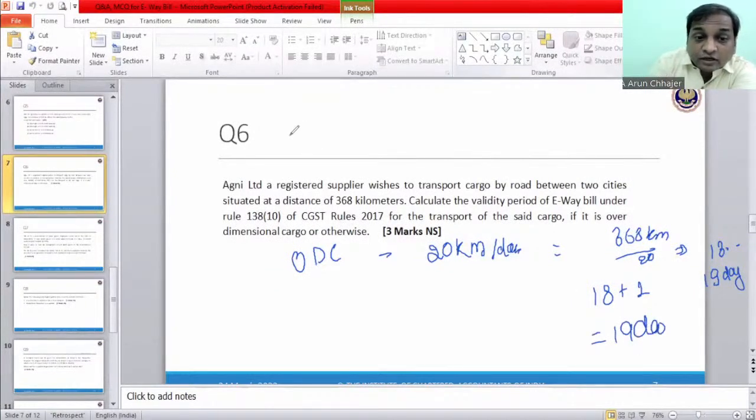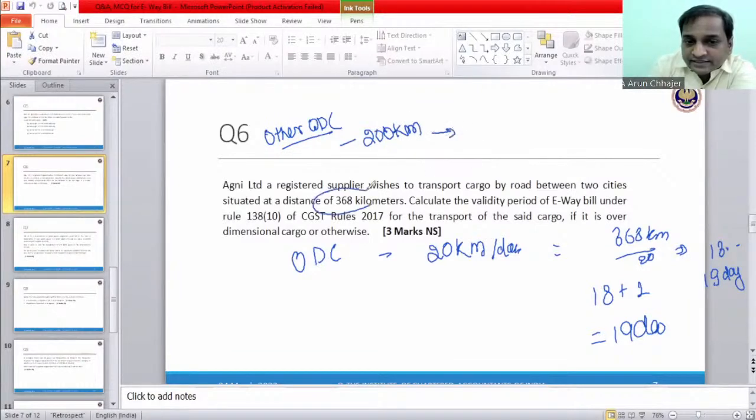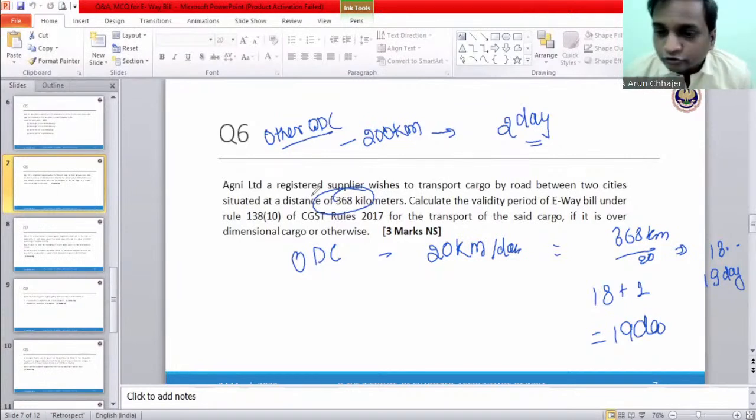And if it is other than ODC cargo, normal cargo, then what is the validity period? 200 km per day. The distance is 368 km. I can say 2 days it would be valid. The particular date is not being asked. They are asking how long the period is valid. I hope it is clear to all.